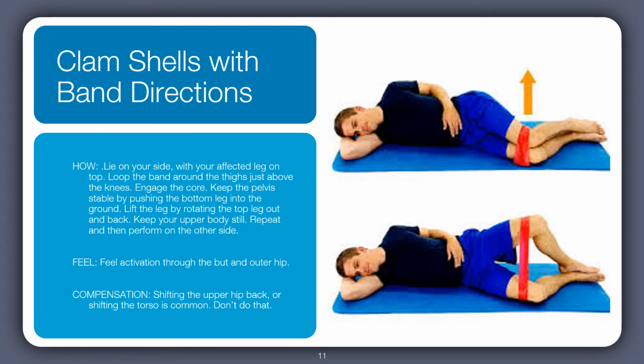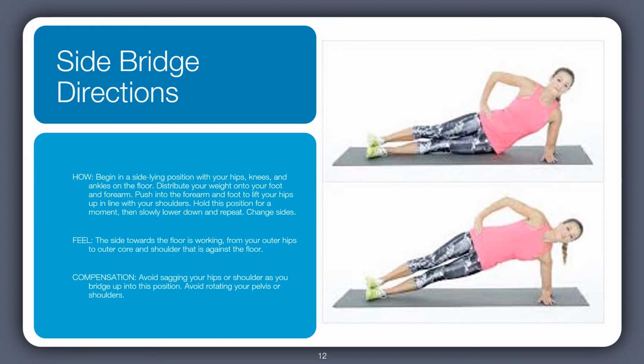Clamshells. So you're laying on your side. You can use your arm or a pillow to support your head. The knees are bent. Try and have the ankles in line with the hips. There's a band around the upper thighs or the knees. And so as you separate the knees, bringing the top knee up towards the sky, it creates resistance in the band. You can hold this at the top, or you can do reps in this position. This is the clamshells with band directions.